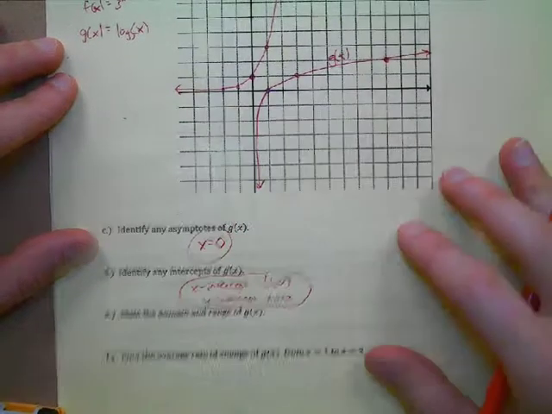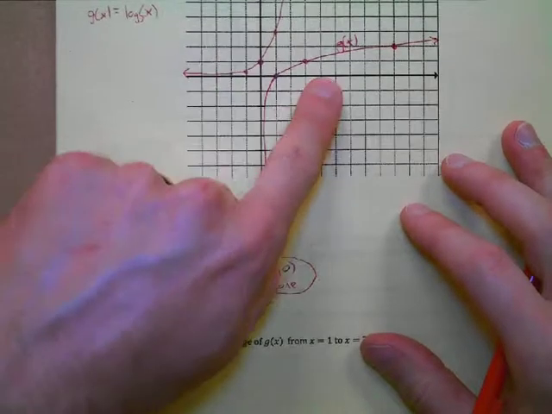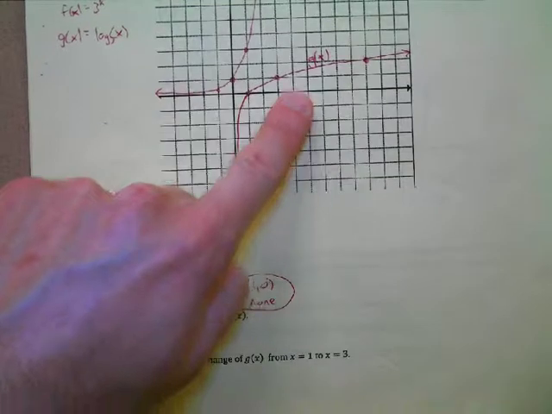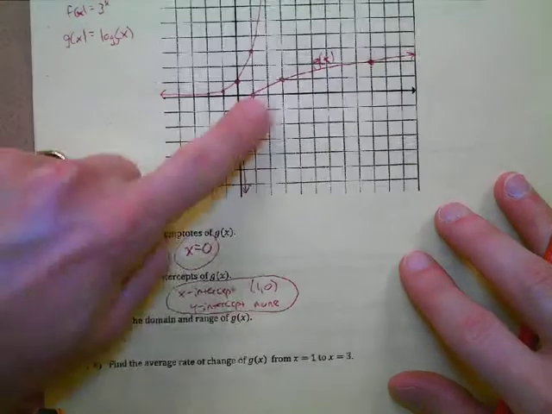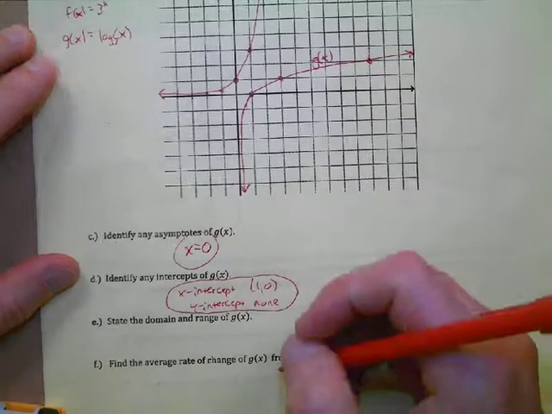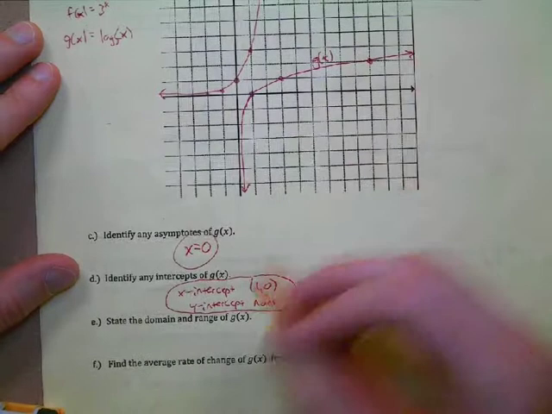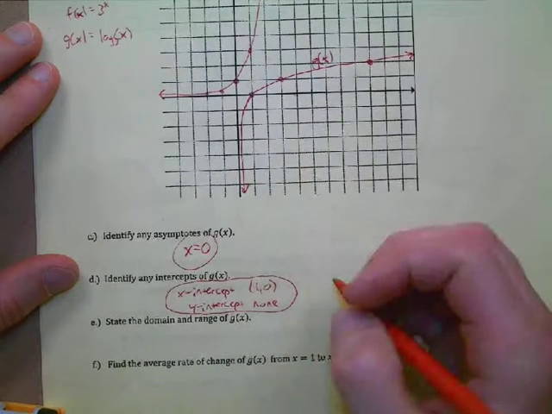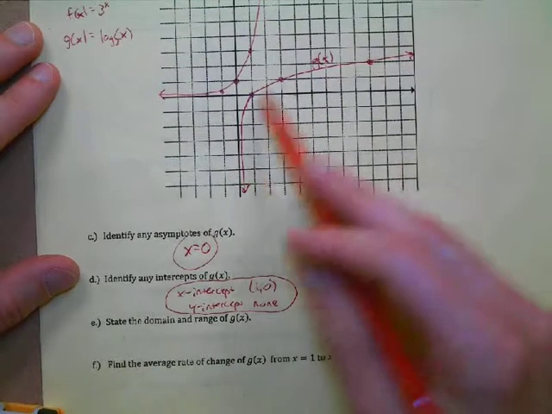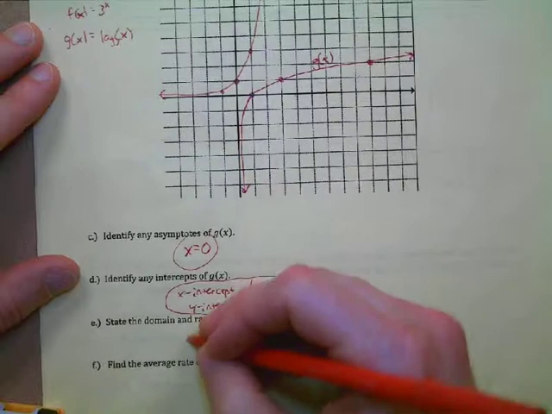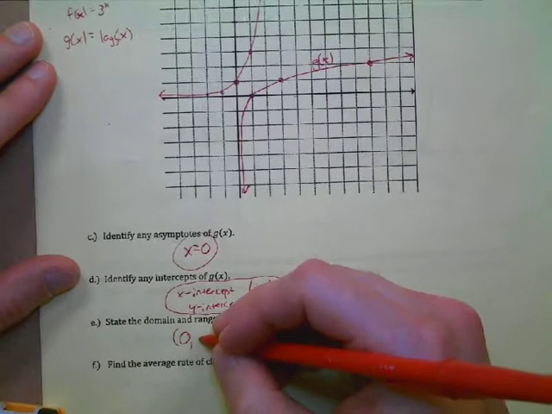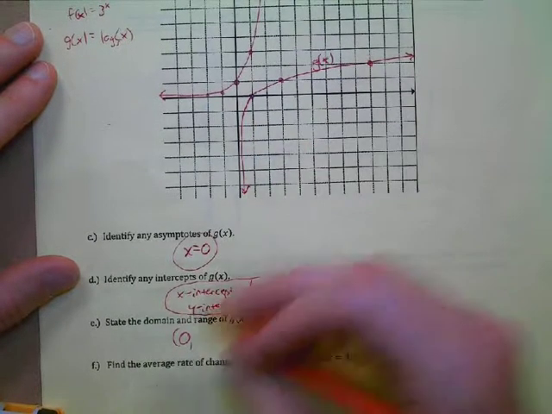What's the domain for this function? Again, we're just talking about g here. They're only interested in g, right? So what's the domain for g of x? What's the farthest left this function is going to go? 0. 0 to what? Infinity. Okay, so that's the domain.